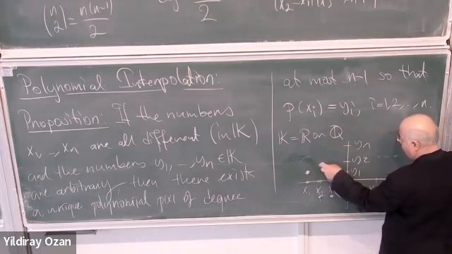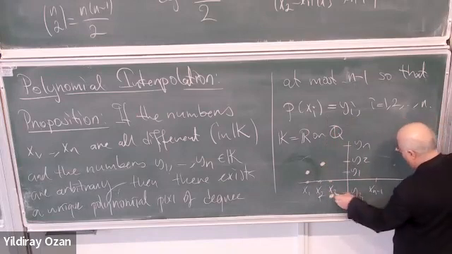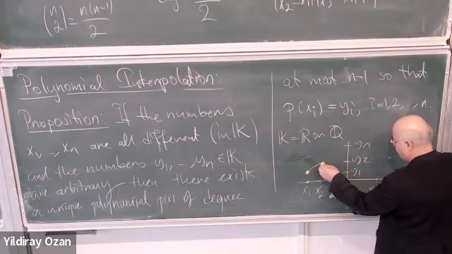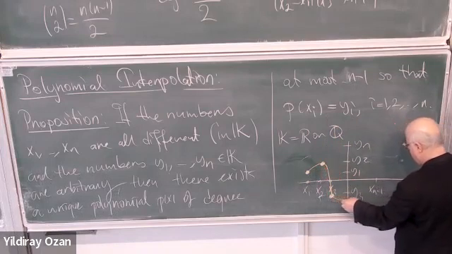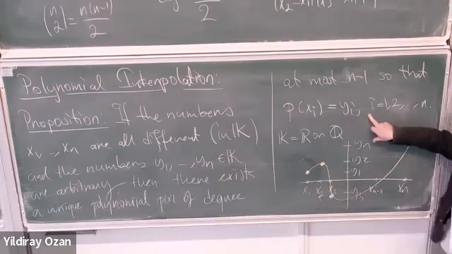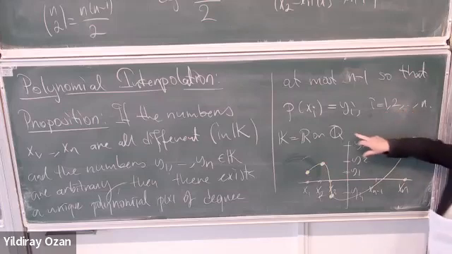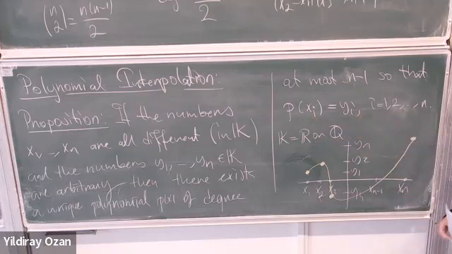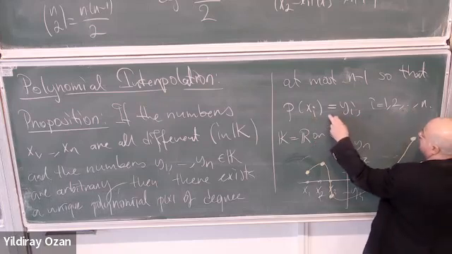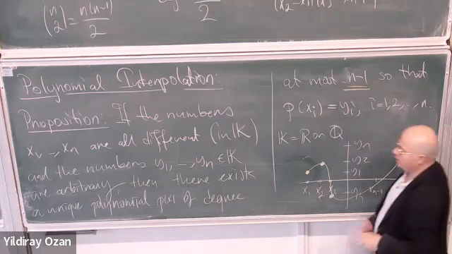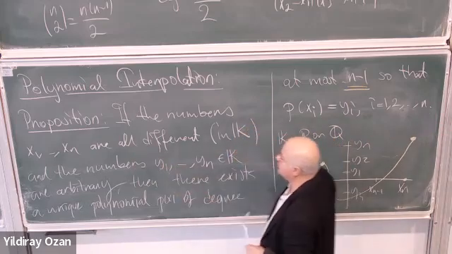This point, this point, this point, and this point. So we have a polynomial function, something like this. It satisfies this condition for each i, so it passes through the point xi, yi. The point here is that the degree of this polynomial is at most n-1, if you have n many points.